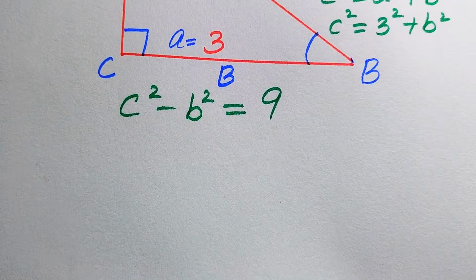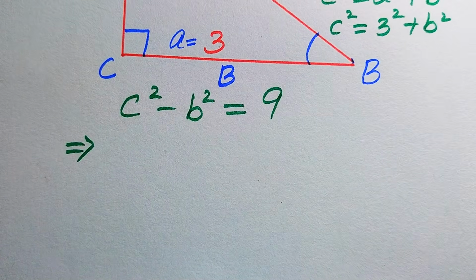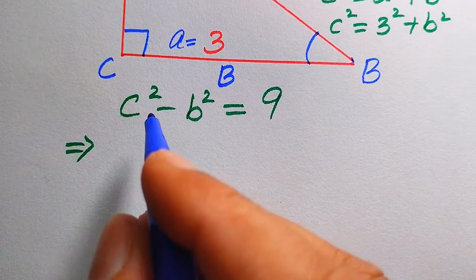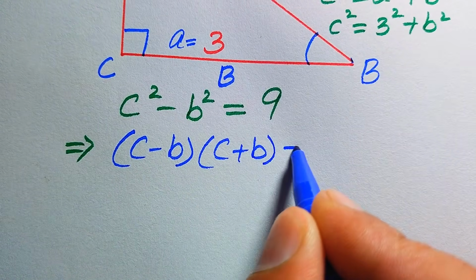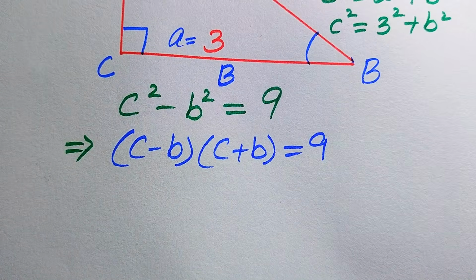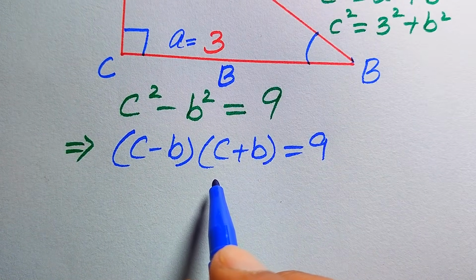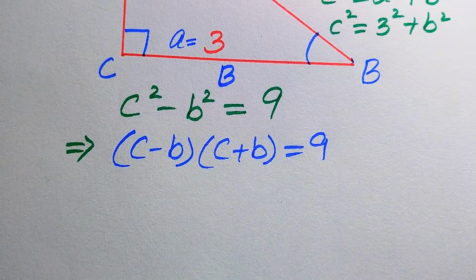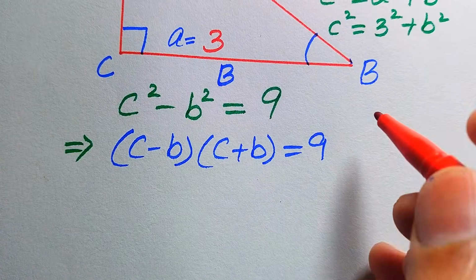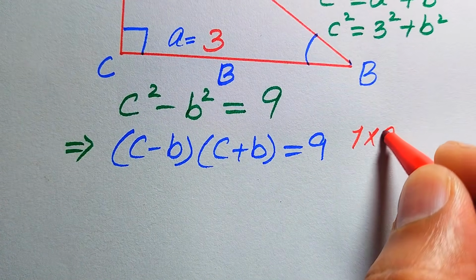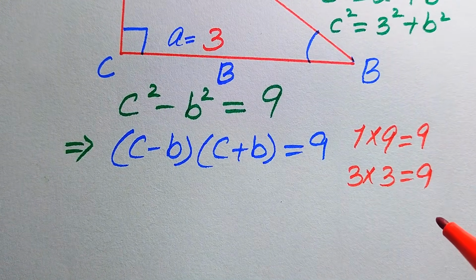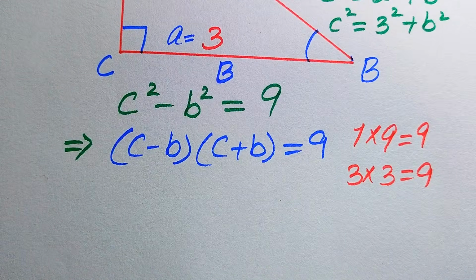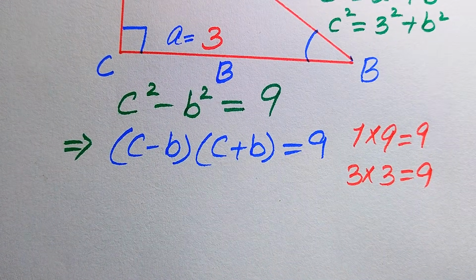Now in the left hand side we have this very famous algebraic formula: c square minus b square equals c minus b times c plus b equals 9. In the left hand side there are two factors multiplied by each other, but in the right hand side we have only one number. So first we need to find two positive integers whose product is 9. The possibilities are 1 multiplied by 9 equals 9, and 3 multiplied by 3 also equals 9. So there are two possibilities in which we can find the values of b and c.